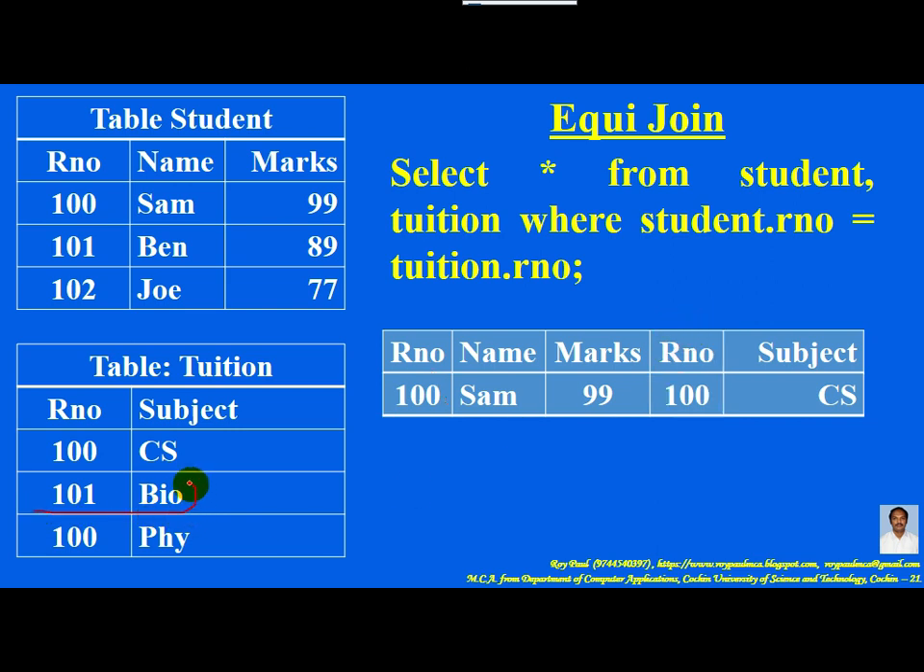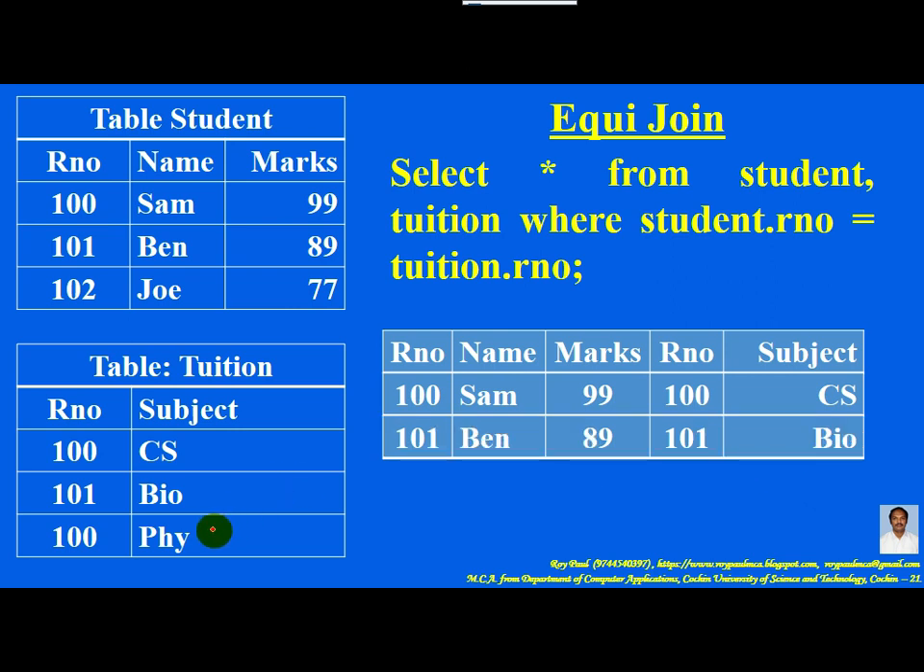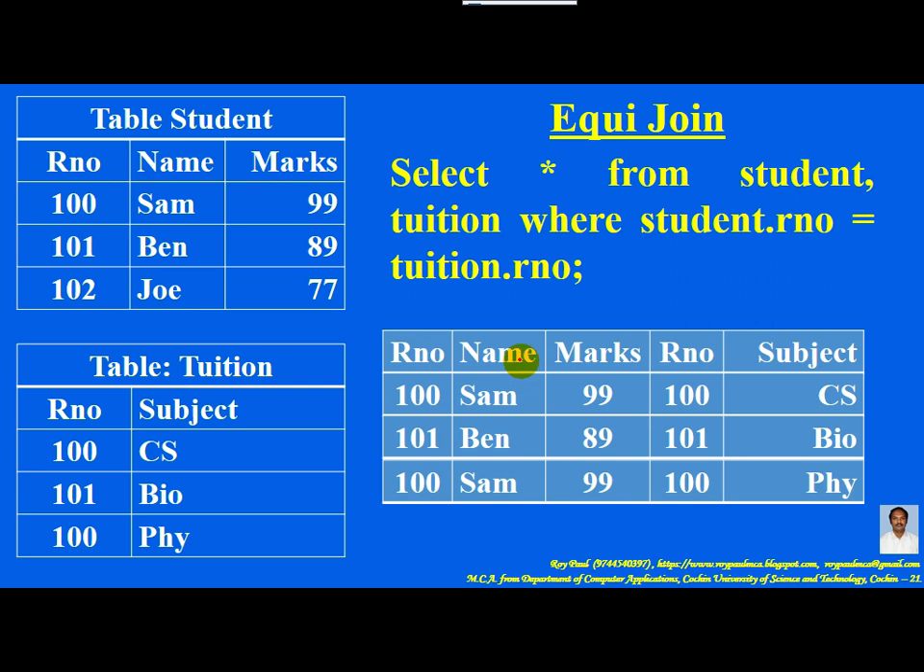Again, how do you get the next entry? In the child table, there is an entry by the name 101 bio. So details of 101 should be taken from the parent table. It should be written here followed by the details from the child table. Finally, there is an entry 100 physics. So similarly, the details of 100 should be taken from the parent table. It should be written here followed by the details in the child table. So this is EQ join.